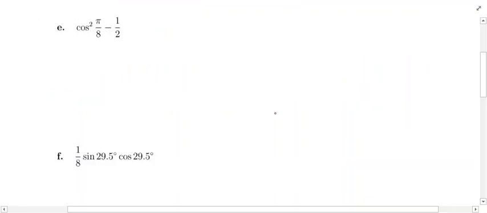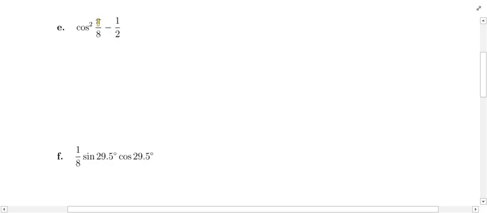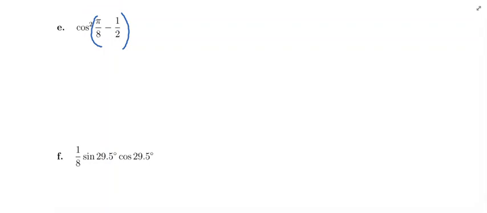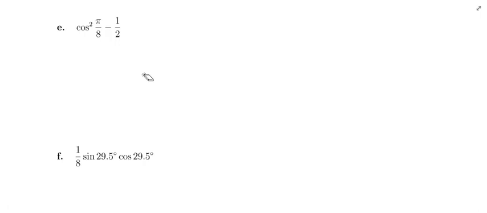Looking at part E, now we've got the expression cosine squared of pi over 8 minus 1/2. Realize here before we start this problem that you are taking the cosine squared of pi over 8. Once you have that quantity, then you just subtract 1/2 from it. This is not saying that you're taking the cosine of pi over 8 minus 1/2, and then squaring that value. That's not what this is saying. So again, you're taking the cosine of pi over 8, you're squaring that result, and then you're subtracting 1/2 from that.